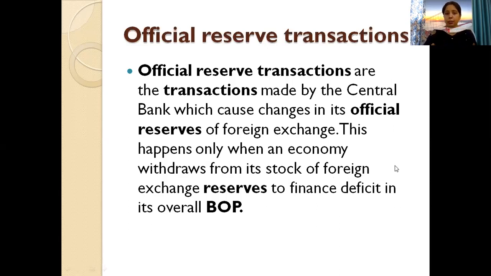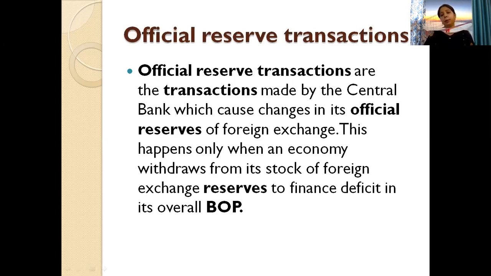The next topic is official reserve transactions. Official reserve transactions are the transactions made by the central bank which cause change in its official reserves of the foreign exchange. एक्चुअली इतनी transaction हो रही है तो उसमें official reserve account में foreign exchange का change आएगा. This happens only when the economy withdraws from its stock to finance the deficit in overall BOP.